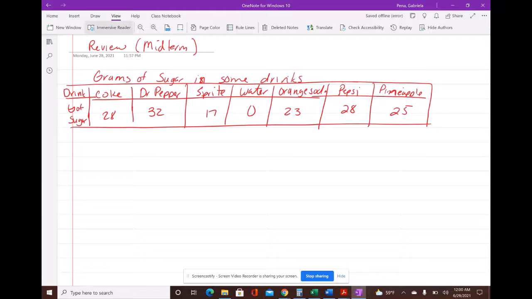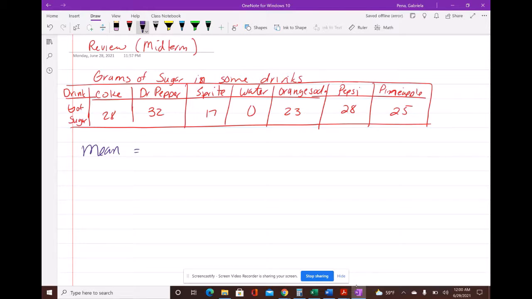So the first thing that we're going to look for is we're going to try to find the mean. Well, for the mean, remember you have to add them all and then divide by 1, 2, 3, 4, 5, 6, 7. By 7 because there's 7 numbers. Of course, it's not going to be big enough, but let's do this. 28 plus 32 plus 17 plus 0 plus 23 plus 28 plus 25 divided by 7.